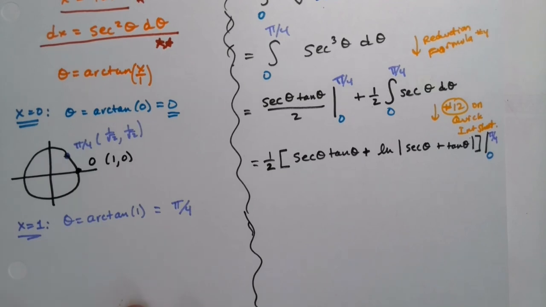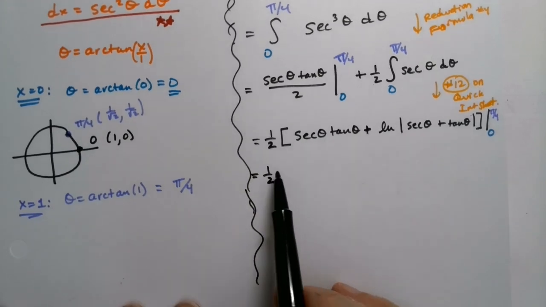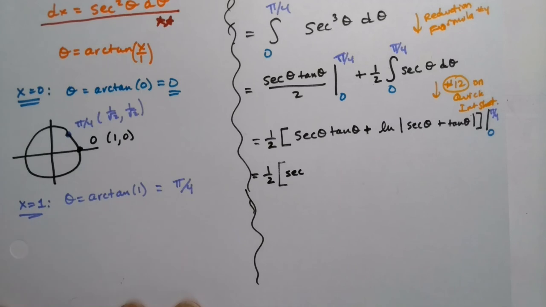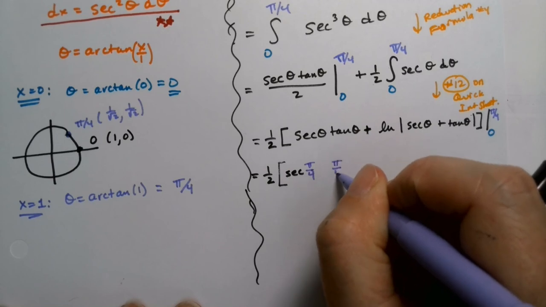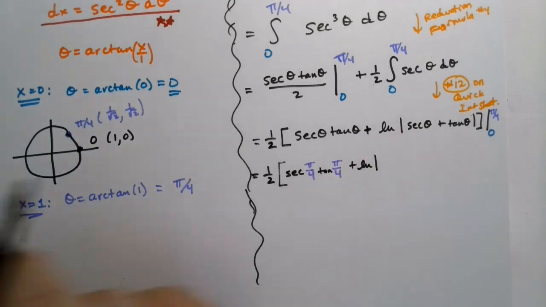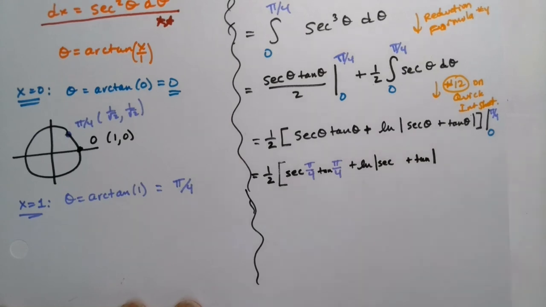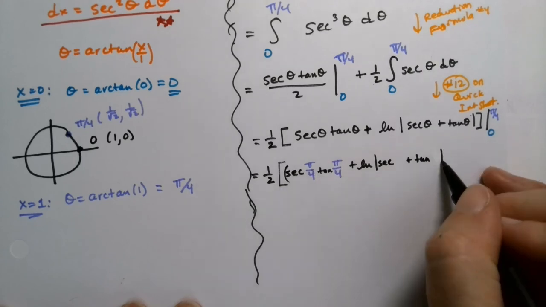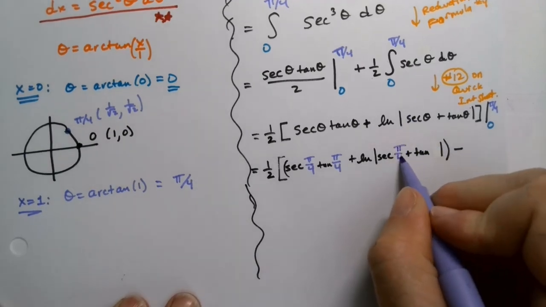So luckily for us, one of this is actually very easy, because if I have a half in here, I want the secant of pi over 4, the tangent of pi over 4, plus the natural log of the absolute value of the secant of pi over 4 plus the tangent of pi over 4. Oop, left no room there. That's all the pi over 4 bit. However, I'm not really worried about the other bit. Let me show you why. So this is all pi over 4, pi over 4, pi over 4.